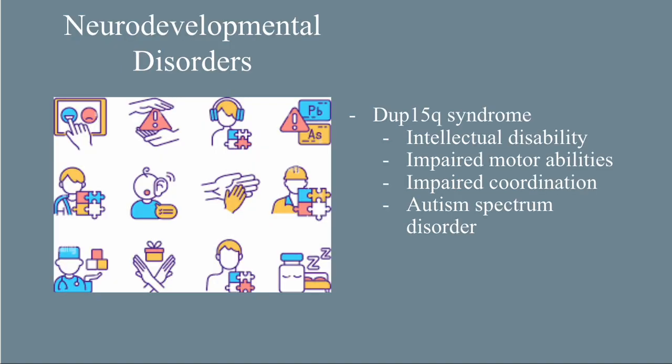This research covers neurodevelopmental disorders. These disorders have impacts on the brain and the nervous system, which are the main control systems of our body. Specifically, the Dup15q syndrome covered in this paper affects people intellectually, impairs their motor abilities, which is their movement and coordination, and can also result in autism spectrum disorder, which is a main developmental disorder that impacts millions of people in America.